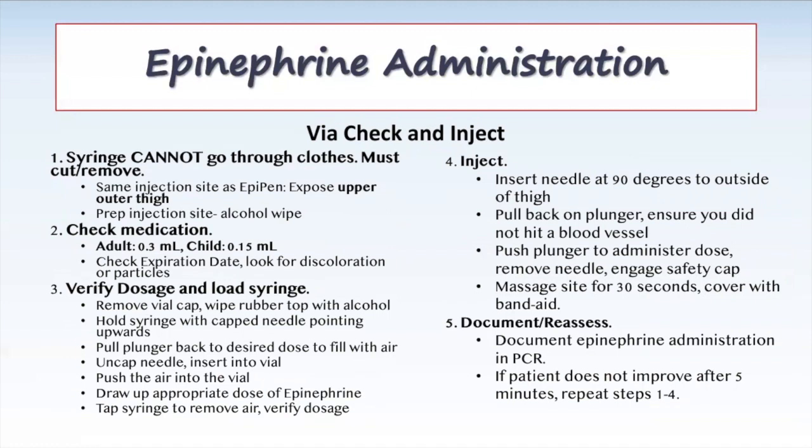The first important thing to remember is that the syringe cannot go through clothes, so you have to cut or remove a section near the upper outer thigh. Then locate the check and inject kit in your EMT bag. It should be found in the blue BLS medications bag. Make sure that it has not expired.